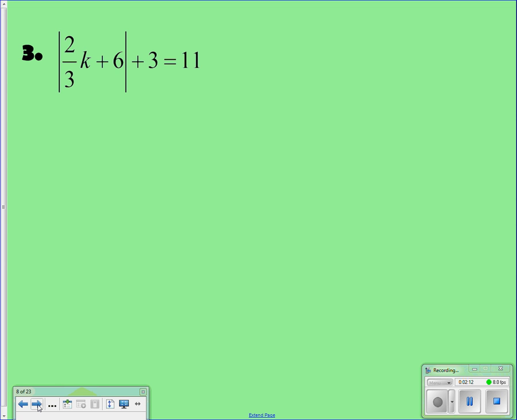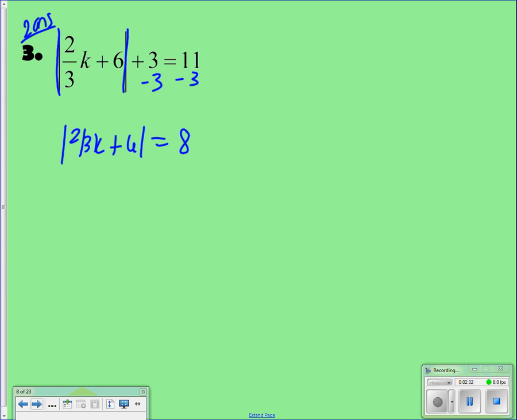So number 3, the absolute value. Okay, if you remember, when you're solving for absolute values, you're always going to have two answers, because if that answer inside that blue line is positive or negative, I'm going to get the exact same answer. So first I need to move my 3 before I even worry about that. So I've got 2/3 k plus 6 equals 8.